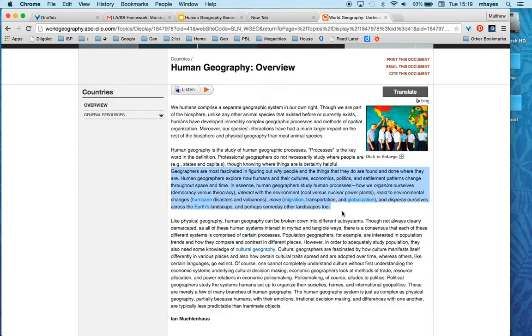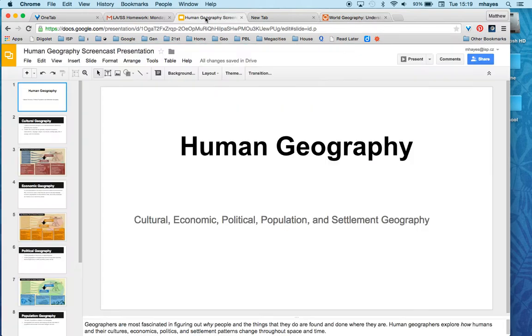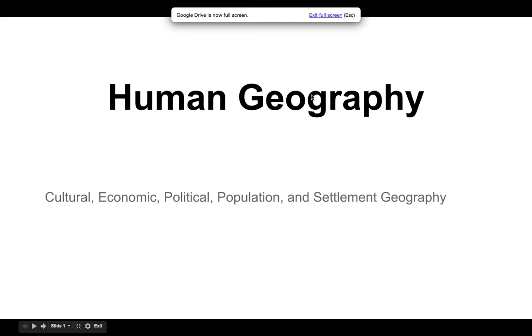Geographers explore how humans and their culture, economics, politics, and settlement patterns change throughout space and time. They study human processes, how we as humans organize ourselves, interact with the environment, react to environmental changes, move, and disperse ourselves across the Earth's landscape. So let's just go over some of these sub-areas in a little more detail.